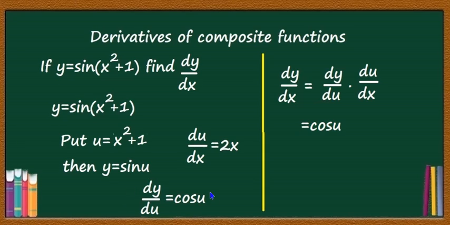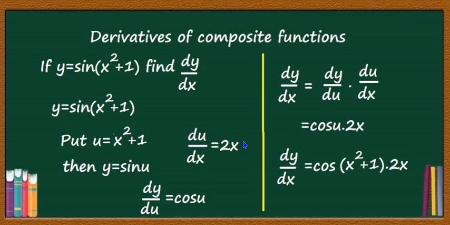And what is du by dx? Du by dx is equal to 2x, and you substitute that also, and you will have cos u into 2x. And what is u? U is equal to x square plus 1, and that is cos of x square plus 1 into 2x. This is dy by dx.